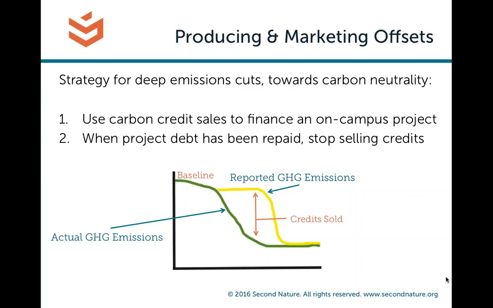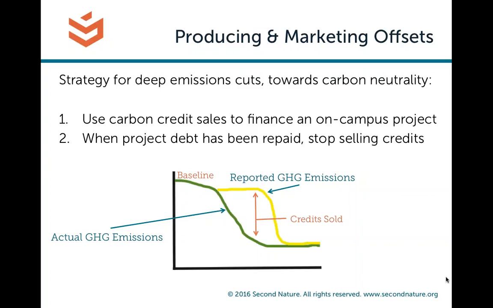So for example, this could be a large-scale renewable energy project or energy conservation and efficiency project. What you would do is sell the carbon credits for a few years to essentially pay back the initial debt, and then at some point you would stop selling the credits.